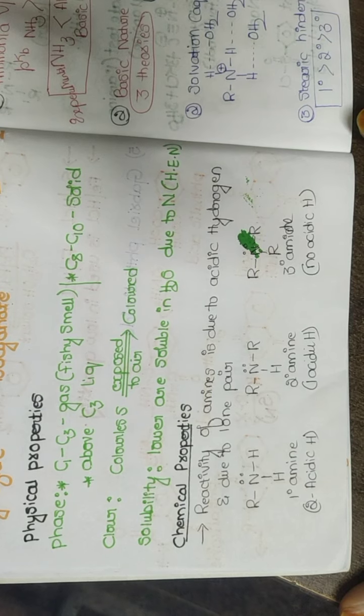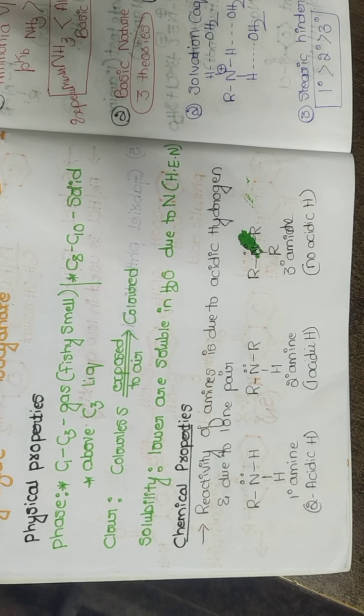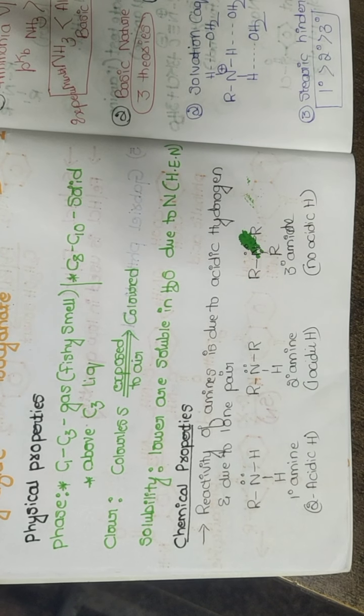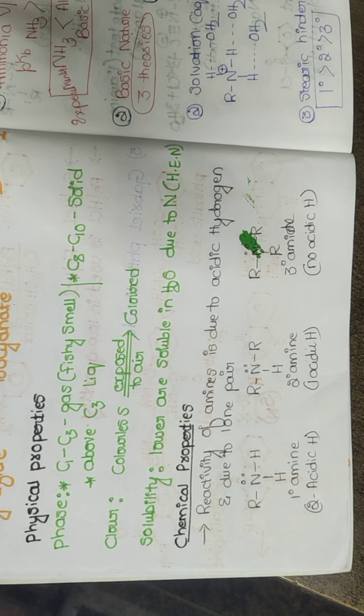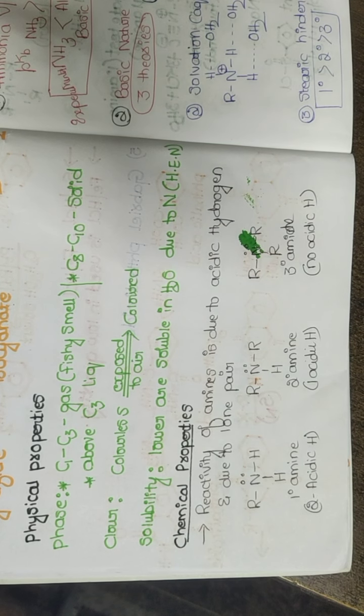Okay, so now we'll study the physical properties of amines. Under physical properties, to begin with, we should know the state, phase, color, followed by solubility. Under phase, the first 3 carbon-containing amines exist in a gaseous state, and above 3 they exist in a liquid state till carbon 7, whereas from the 8th carbon onwards they exist in a solid state. The lower forms are said to have a fishy smell.